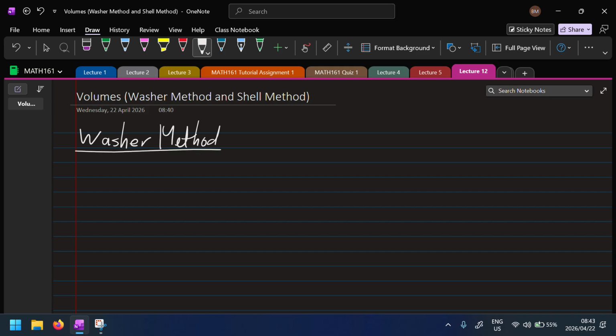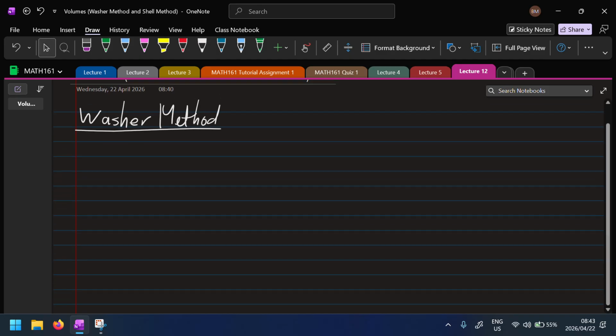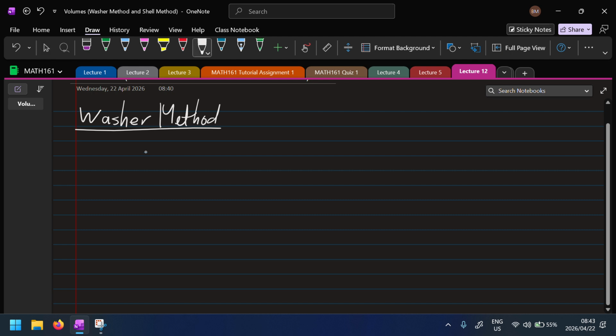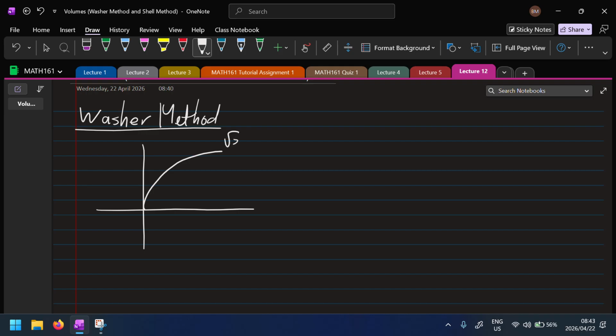So when do we use the washer method? We'll look at a very simple example first, just to get an idea of how to do this, and then we'll look at the more complicated examples. So we have the following setup. We've got this function here, root x, and this other function x squared. So y equals root x at the top, y equals x squared underneath. And we are going to rotate this around the x-axis.